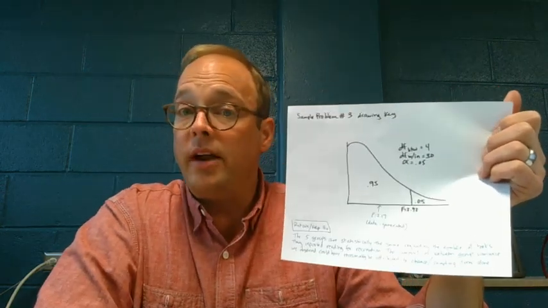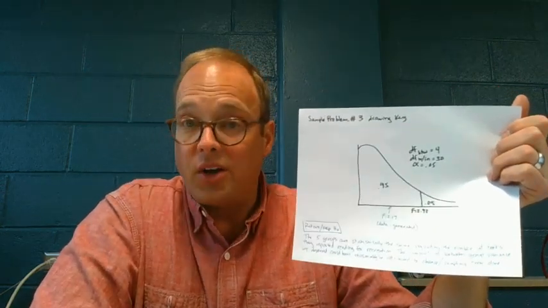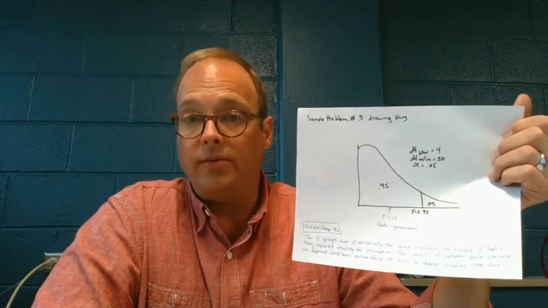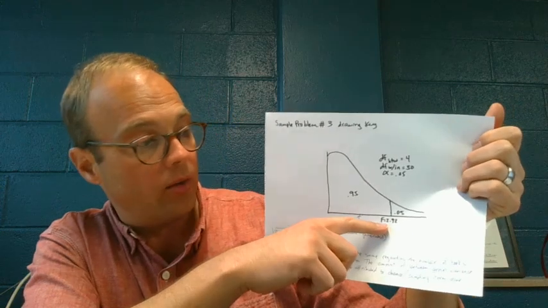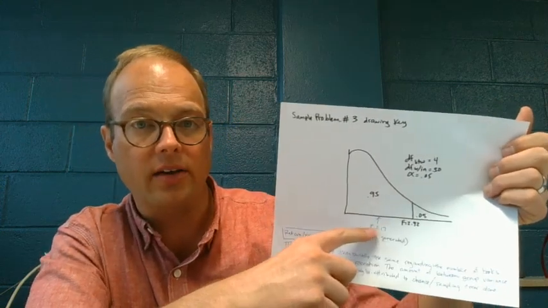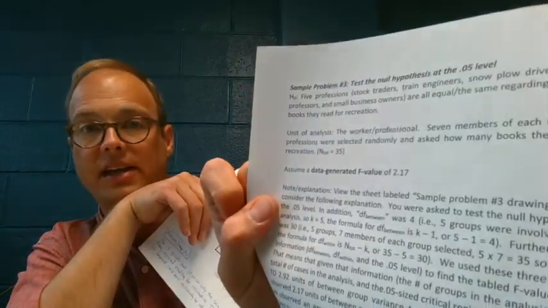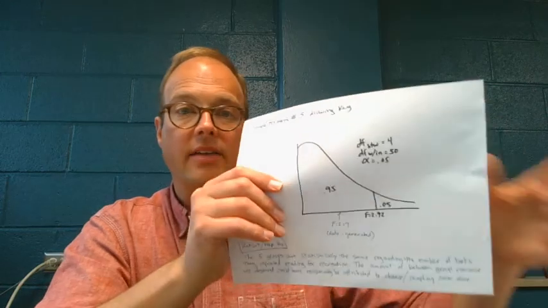How much between group variance did we actually observe? Well, that's our data generated F value. Data generated F is the actual amount of between group variance that we observe. Where does that fall? Well, if 2.92 is here, that means 2.17 falls here. That's the actual amount that we observed. That was the amount that was given on this sheet here, 2.17.